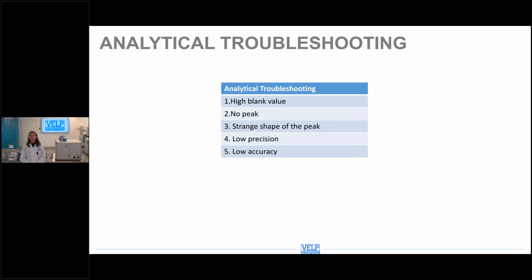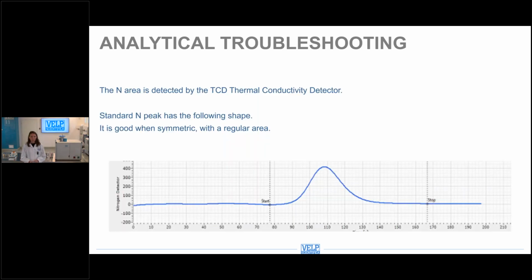Starting from the first one, that is high blank value. Then we will see when we can obtain a peak even if we analyze no sample, or if we obtain a strange shape of the peak. And then when we analyze the samples, when we get low precision of the results or low accuracy. So let's see what a correct shape of peak looks like, and then we will see the first analytical troubleshooting.